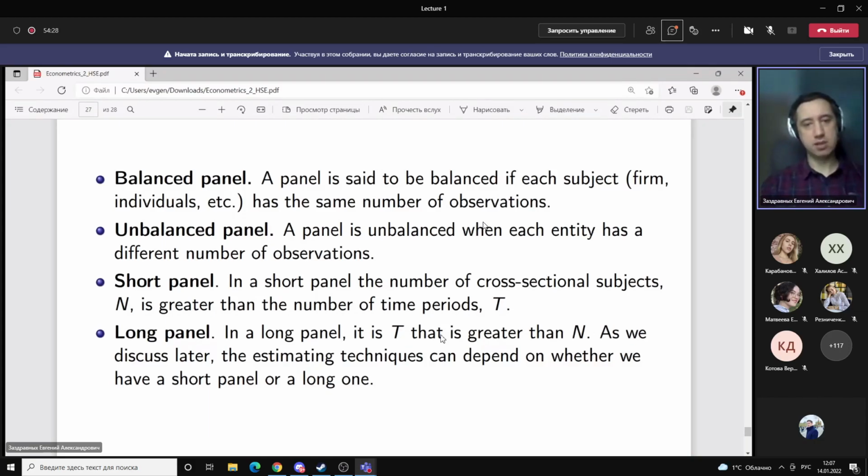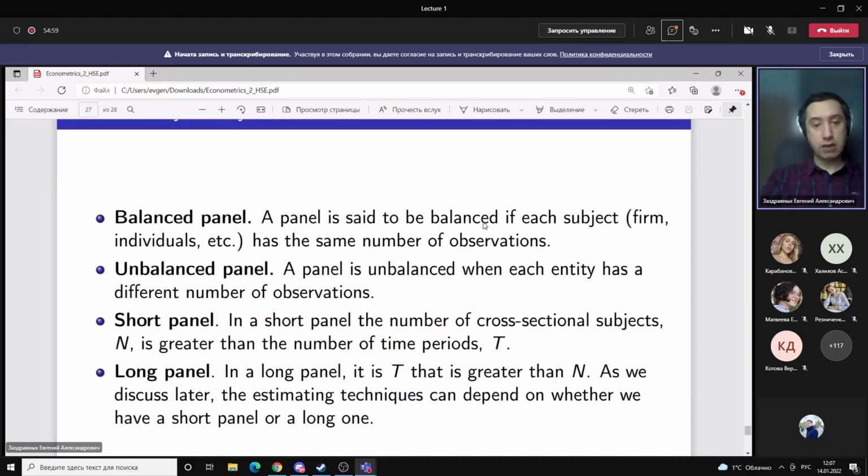A long panel is a case when the number of periods is greater than the number of units. For example, if you collect data on OECD countries from the 60s up to now, you will obtain a long panel, especially if your data is quarterly. Today we have to learn how to check whether our panel is balanced or unbalanced in Stata, whether our panel is short or long in Stata, and something else.